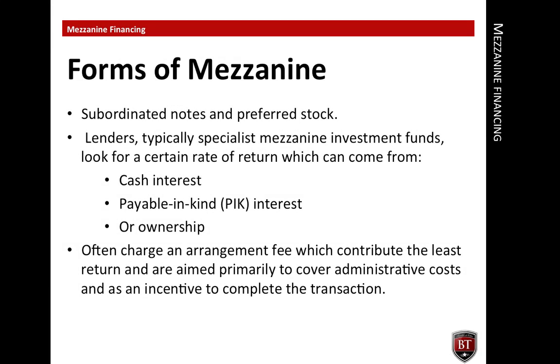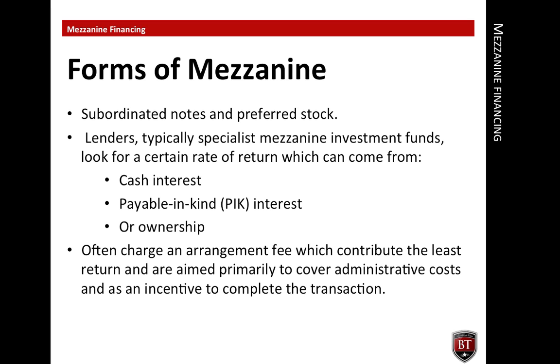The basic forms used in most mezzanine financing are subordinated notes and preferred stock. Mezzanine lenders, typically specialist mezzanine investment funds, look for a certain rate of return which can come from cash interest, payable in kind PIK interest, or ownership. Mezzanine lenders will also often charge an arrangement fee, payable upfront at the closing of the transaction. Arrangement fees contribute the least return and are aimed primarily to cover administrative costs and as an incentive to complete the transaction.